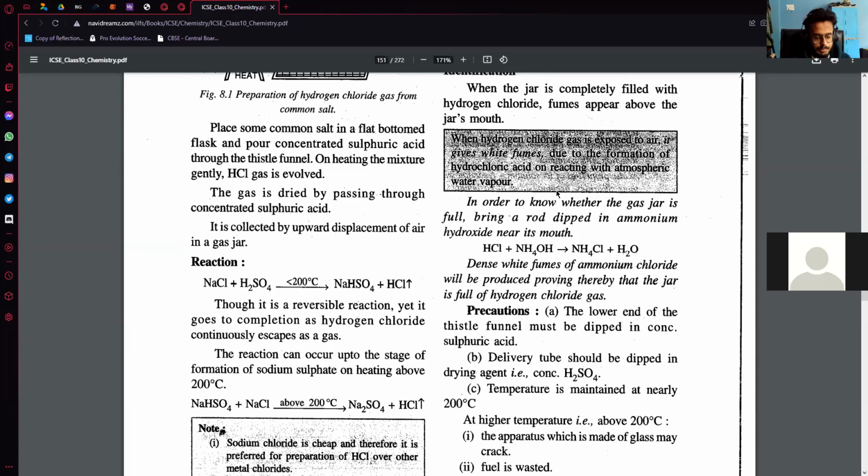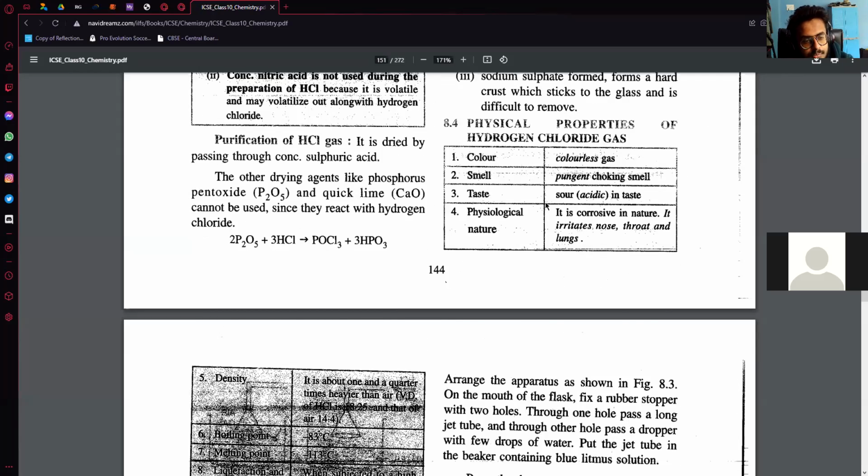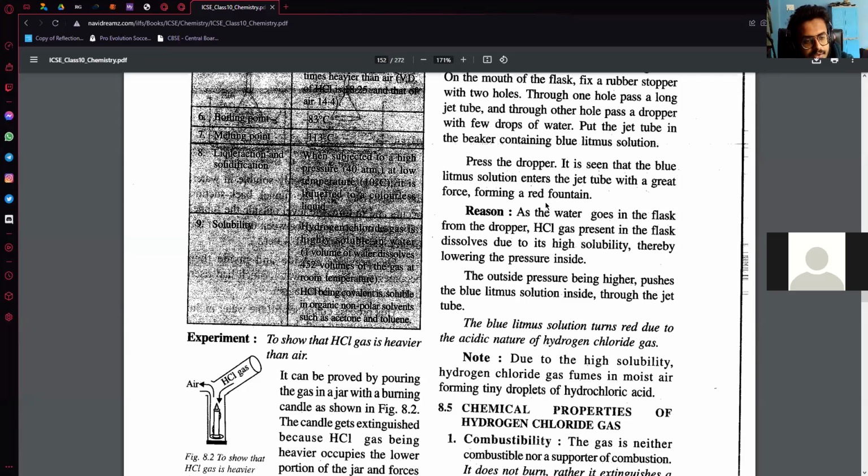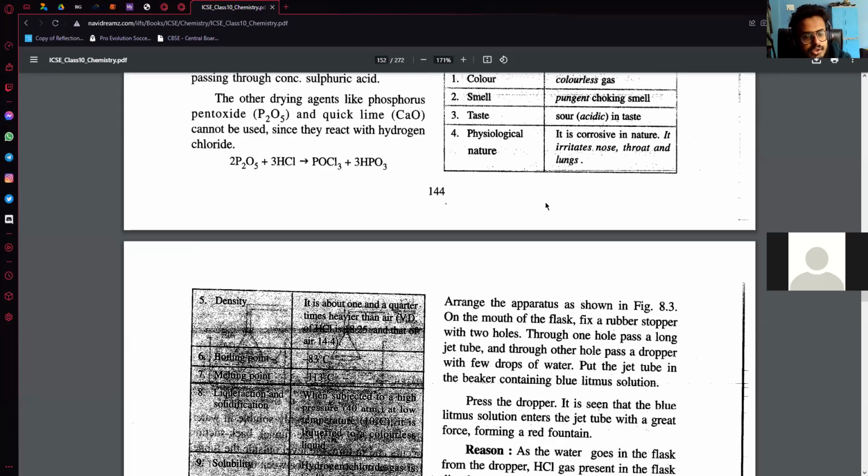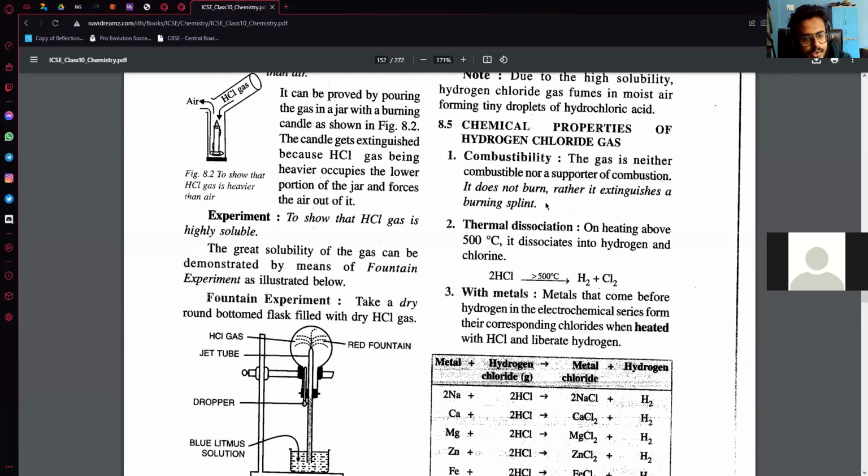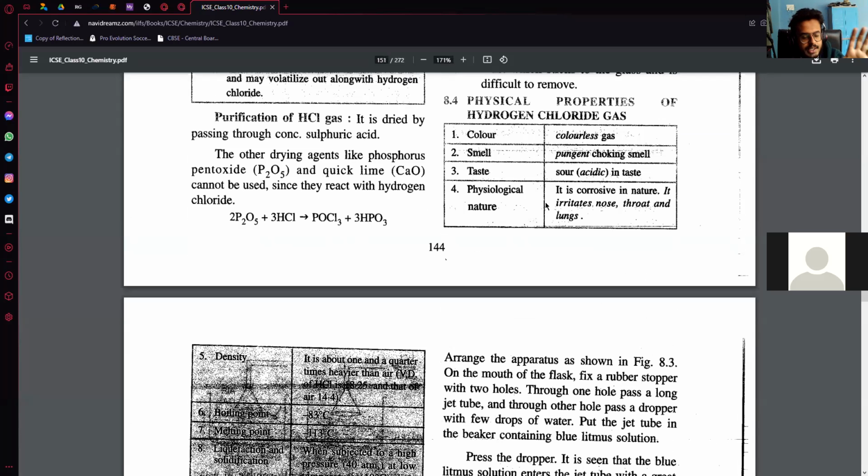atmospheric water vapor to form hydrochloric acid, which gives dense white fumes. So when you open the lid of the HCl gas jar, it'll give dense white fumes of hydrochloric acid. One more thing: how will we prepare hydrochloric acid? That is just by mixing hydrogen chloride gas with water.